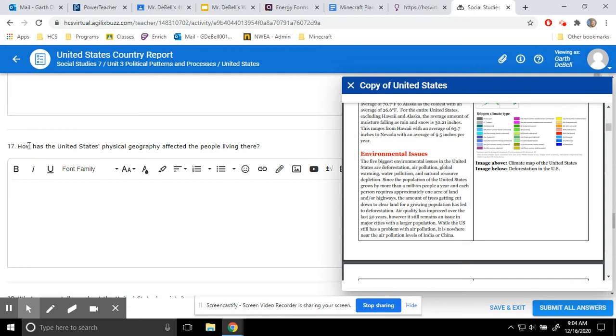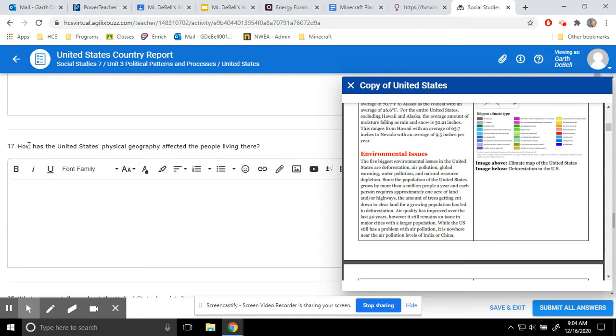Now, sometimes this question is real easy, if it's an area that's a desert. Well, it's pretty easy to figure out how that works. But United States, we have a whole bunch of different places, right? We have a whole bunch of different ecosystems, and they affect people differently. And I don't expect you to put all of them in there. Just give me a few.